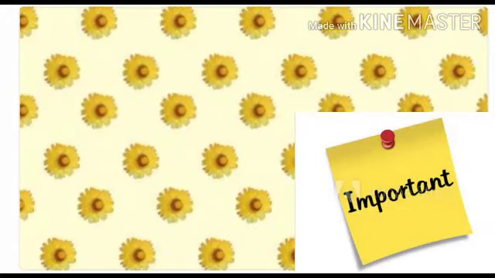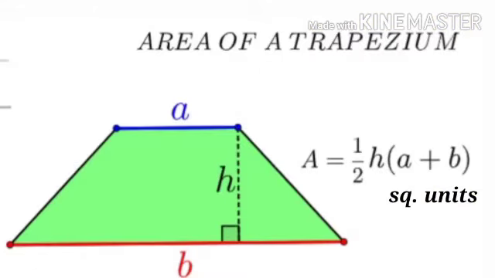Students, before going to do the problems, let's recall the area of the trapezium once again. Area of the trapezium is equal to 1 by 2 into h into a plus b square units, where h is the height of the trapezium and a and b are the lengths of the parallel sides.